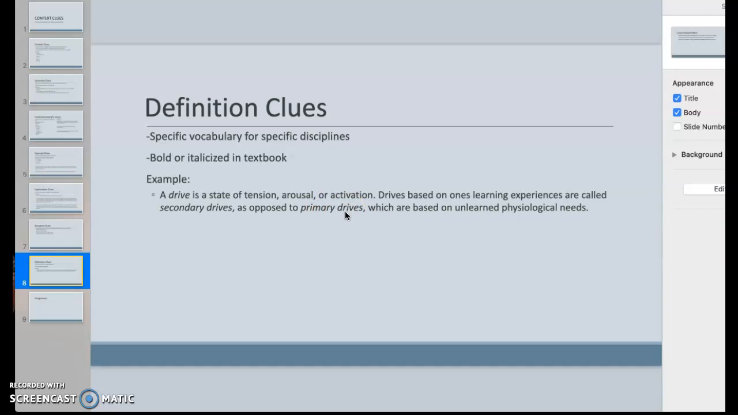So those are all the different types of context clues that you might run into. As you can imagine, this is a pretty helpful skill for you to learn, because it's going to help you to not have to run to the dictionary when words are unknown to you.